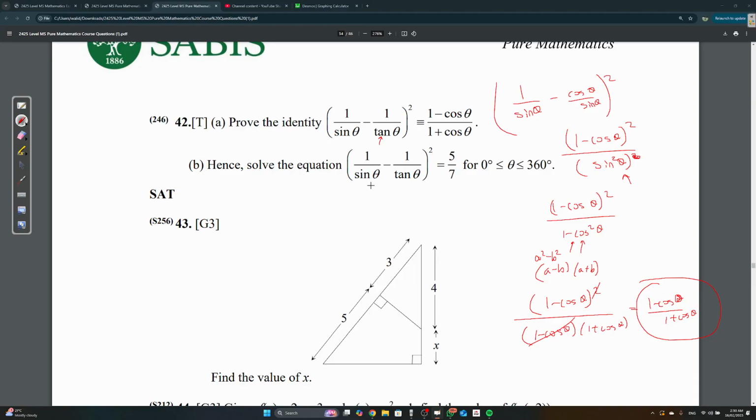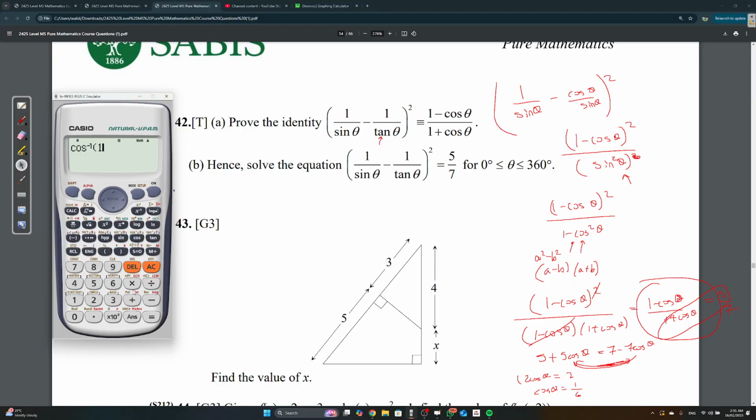Okay, so solve this is equal to 5 over 7 for 0 to 360. If you cross multiply, you're going to get 1 plus cosine theta times 5, so 5 plus 5 cosine theta. I'm just expanding, cross multiplication. And then 1 minus cosine theta times 7 is equal to 7 minus 7 cosine theta. Solve this. You're going to get 12 cosine theta is equal to 2, so cosine theta is equal to 1 over 6. In degrees, shift cosine.